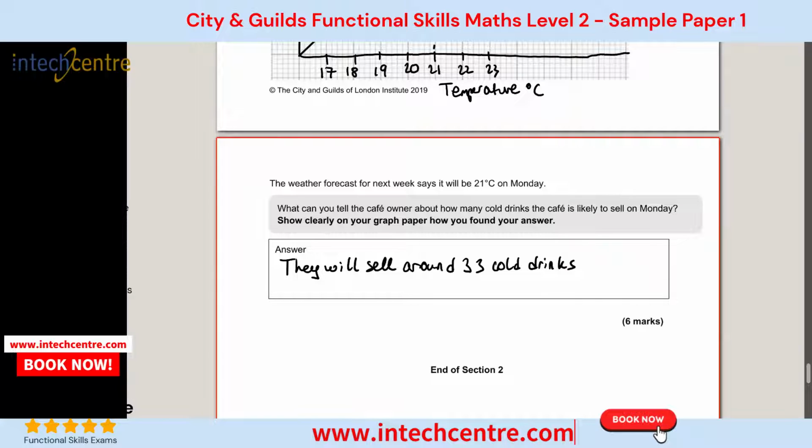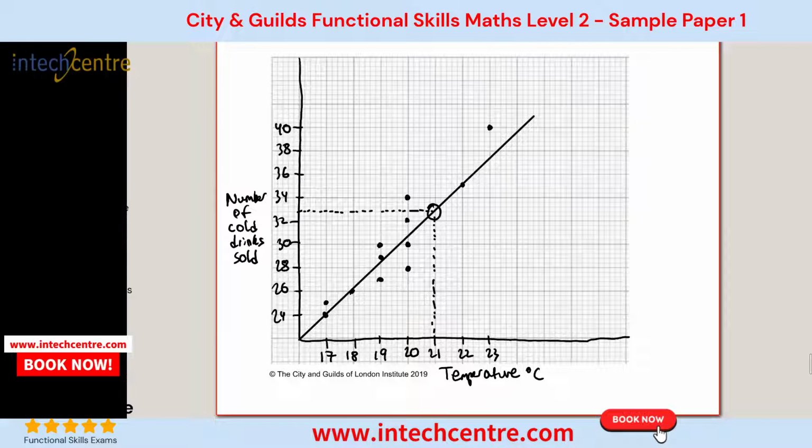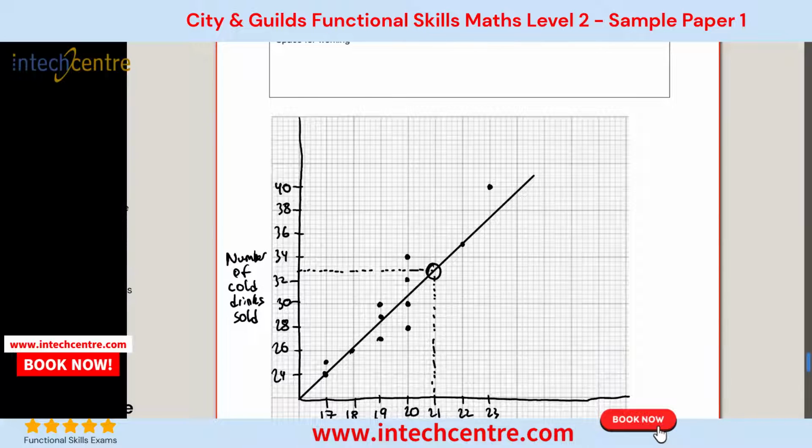Okay, and show clearly on your graph paper how you found your answer. So that helps because we exactly did that. So what I recommend is doing a dotted line on the 21 and wherever it ends up on the vertical axis, right? So it's very clearly shown how we got the answer. It's very clear on the line. I'll just undo that point actually, because it's not an actual point from our question. And yeah, that will be the answer to this graph question.